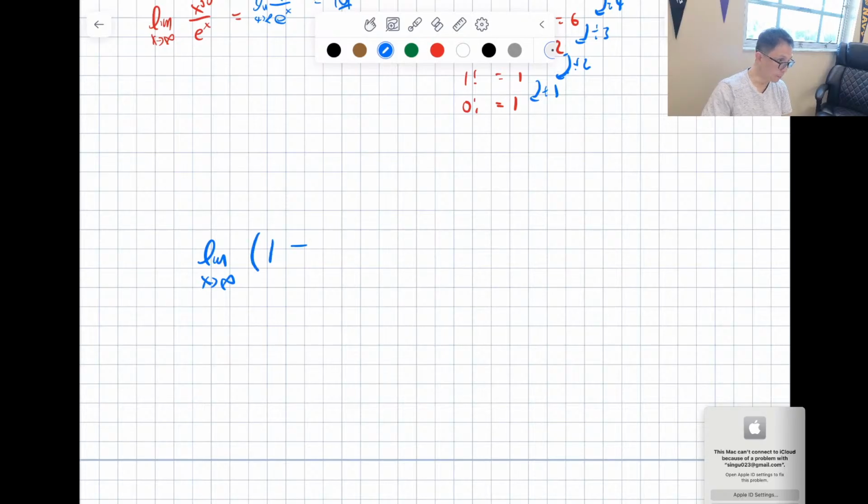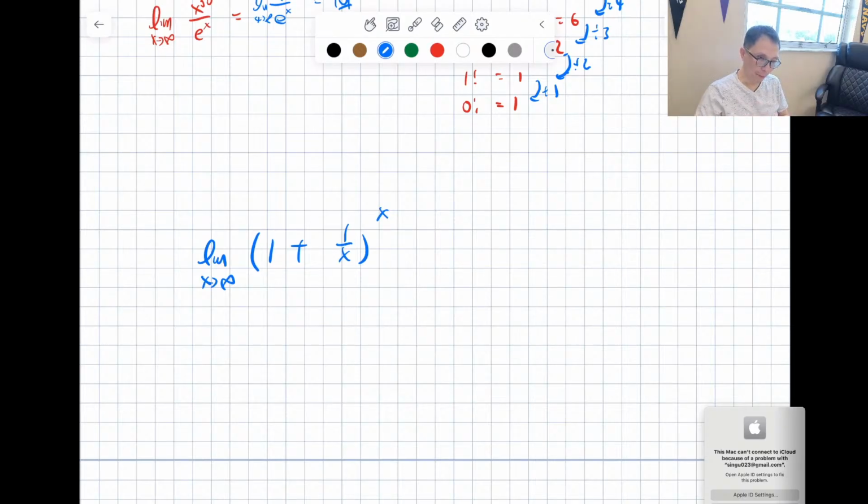So the limit as x approaching infinity of (1 plus 1 over x) to the x. This is a very infamous one. This is the infamous limit. This limit was actually done by Euler himself. And it's actually kind of cool.